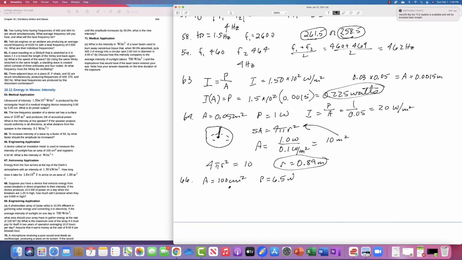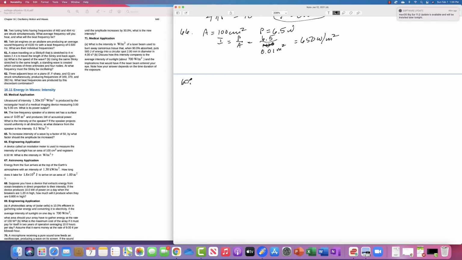What is the intensity? Well, I is going to be P over A, which is equal to 6.5 divided by, not divided by 100. You have to divide this by 100 again to get it in meters, okay? So it's going to be divided by 0.01 meters squared. And if you do that math, you get 650 watts per meter squared.